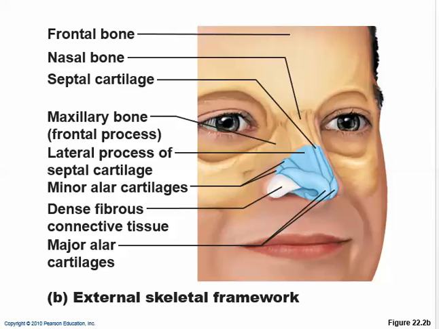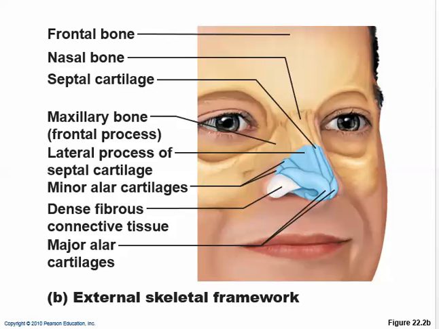Deep to that, we see that there's a number of different tissues. There are a number of bones, skull bones involved. The nasal bones form the bridge. The frontal bone forms part of the bridge. The maxilla forms kind of the lateral side of the bridge. You can see where they all come together, and there's little sutures in between them.